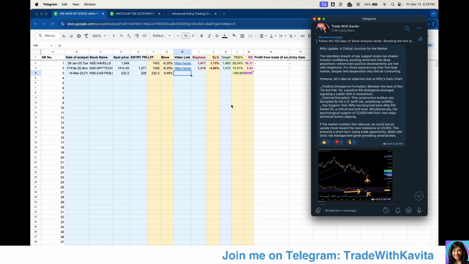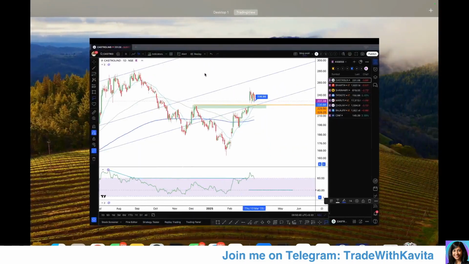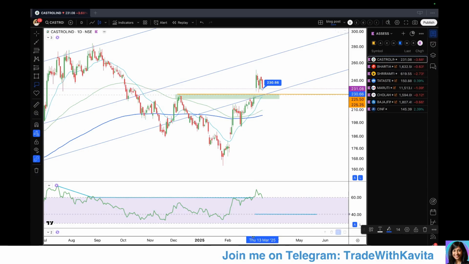So let's go forward and assess what our stop loss is going to be here. If we do get an entry here, if this gives us a pullback, let's set an alert here.